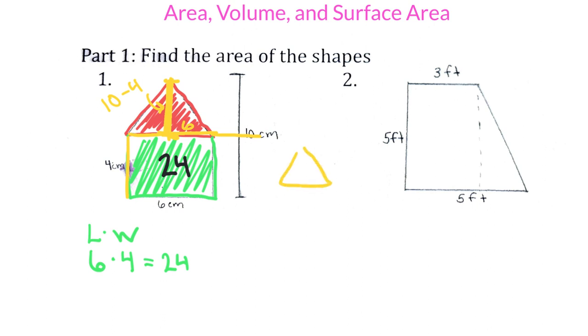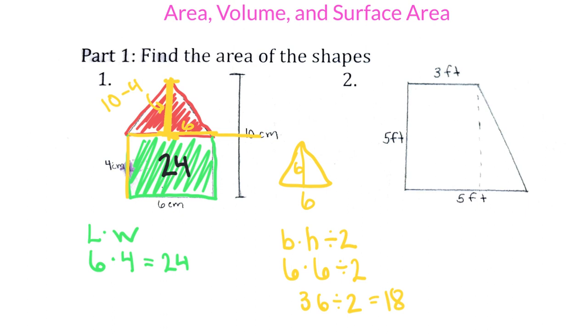So if we look at our triangle, we have a base of 6 and a height of 6. So we're going to go base times height divided by 2. My base is 6, my height is 6, and we will divide that by 2. 6 times 6 is 36. Half of 36, or 36 divided by 2, is 18.